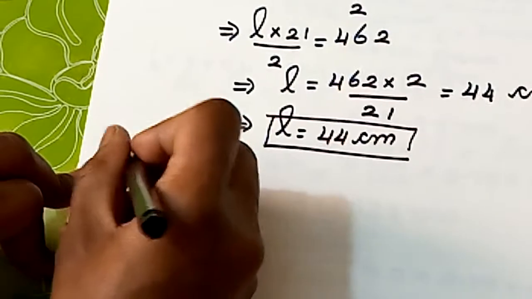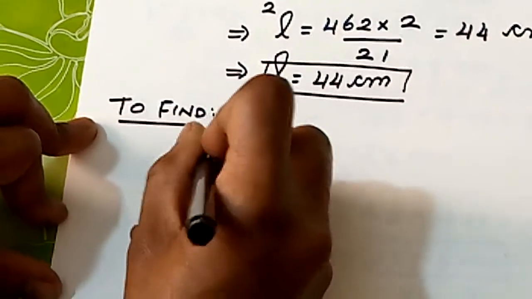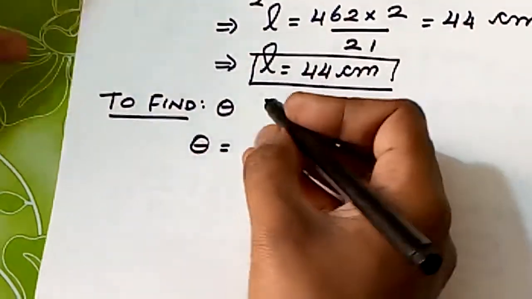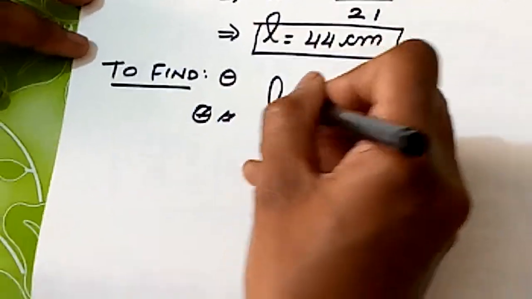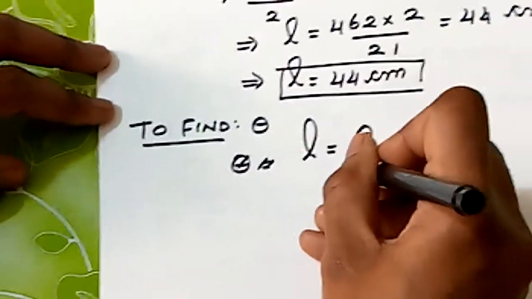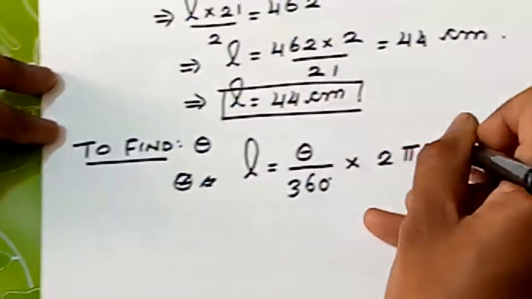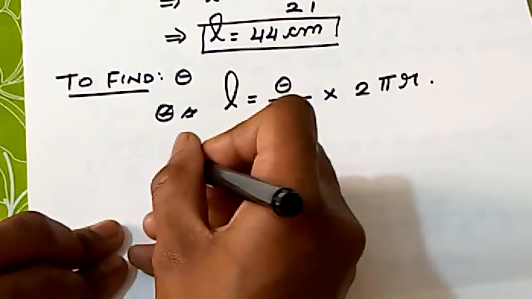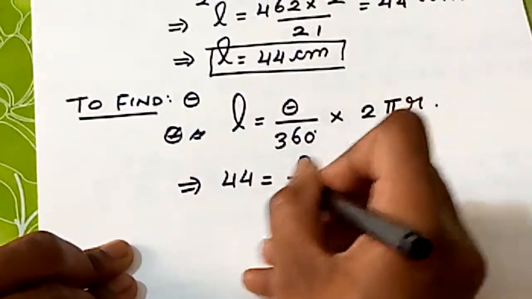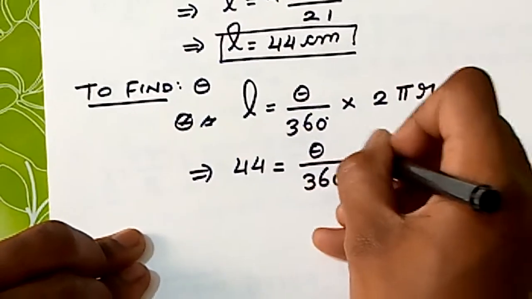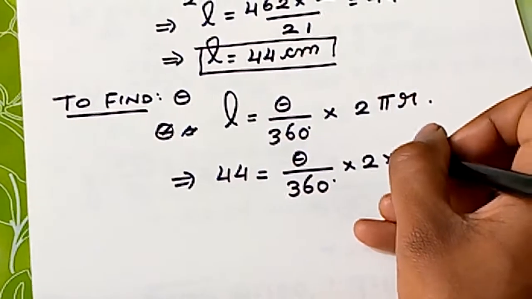Next I am going to find theta. The formula for theta here is, that is L is equal to theta divided by 360 degree into 2 pi r. We are going to use this formula. So what is the value for L I am having here? 44. Theta I am going to find divided by 360 degree into 2 into, in place of pi you can use 22 by 7 or 3.14.